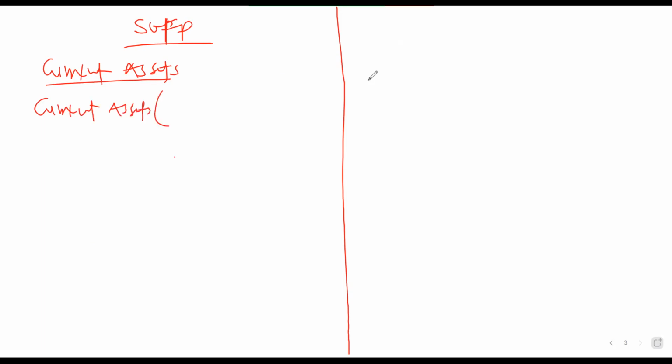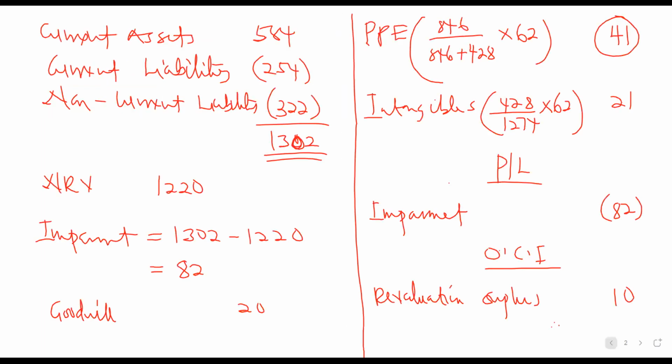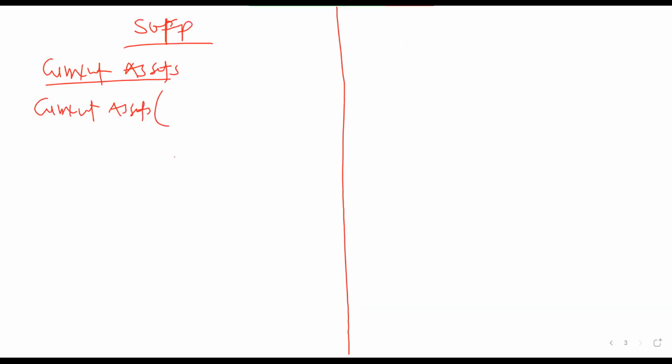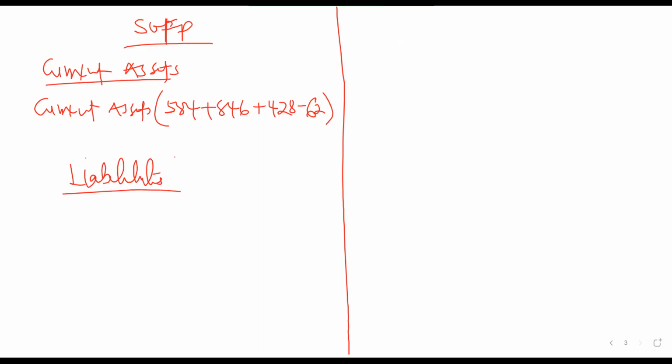So the total current assets will now be the current asset that we have, which is 584, plus the value now, which will be 846 for the PPE plus 428 for the intangibles, then minus 62, which is the impairment. You see the impairment was 82, but 20 was already given to goodwill. So the goodwill has been already written off. Goodwill is not part here. Then you subtract the 62 there. The liabilities will be classified separately, so you classify the liabilities separately and put it there.